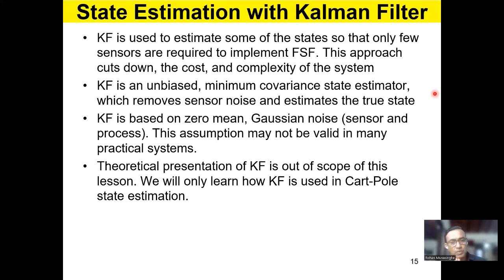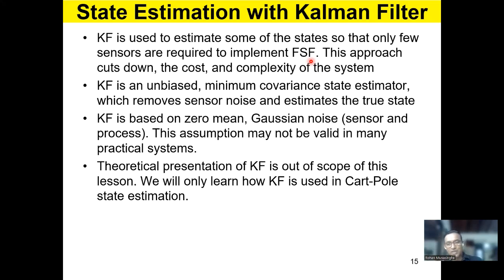So now what you do in that situation, if you still want to use the linear quadratic regulator, but you don't have the four states available for measurement, right? You're going to introduce a Kalman filter. So the KF is used to estimate some of the states so that only a few sensors are required to implement full state feedback. Let's say you can have cart position measured, pole angle measured, only two. But with that, you cannot implement full state feedback because you need all four.